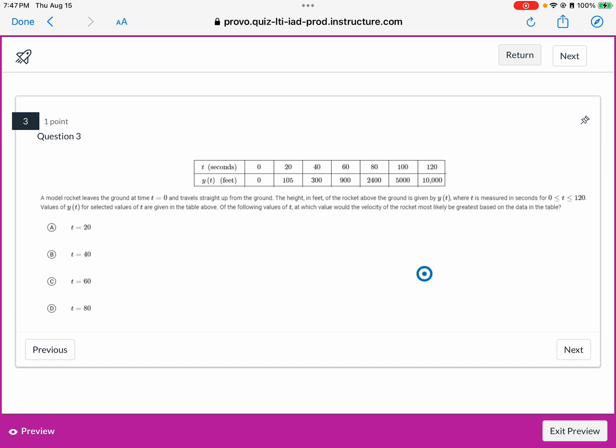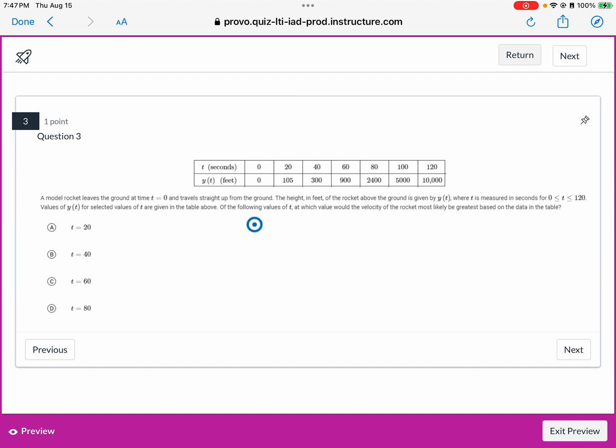we're trying to see at which value would the velocity, now velocity is similar to speed, they're not quite the same, but we'll get to that later. We'll just say, in our case, speed. Speed of the rocket most likely be the greatest based on the data in the table. So when is the rocket moving fastest in this time interval is pretty much what you're looking at.